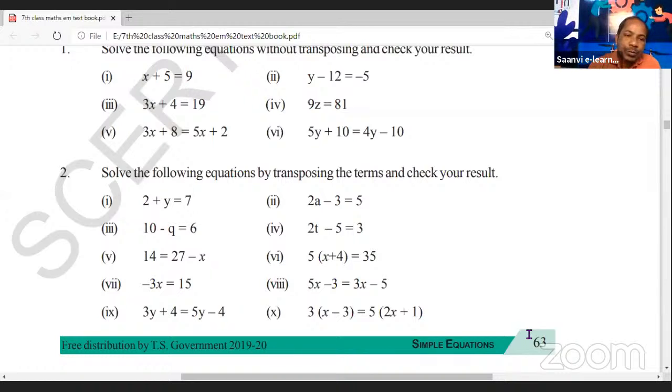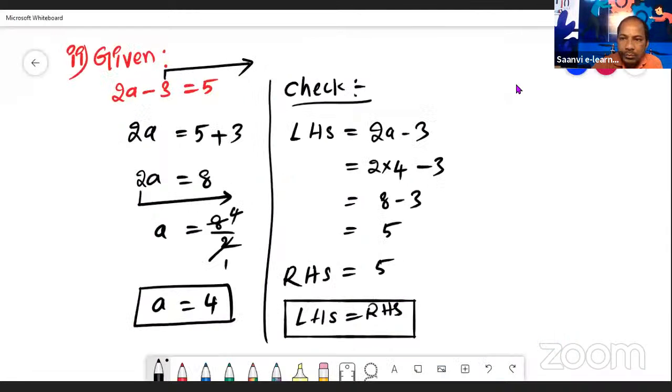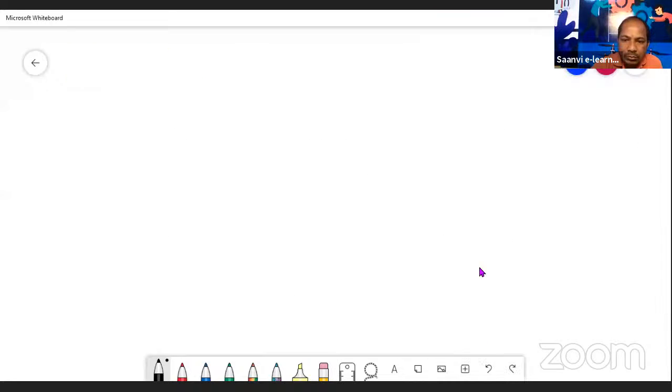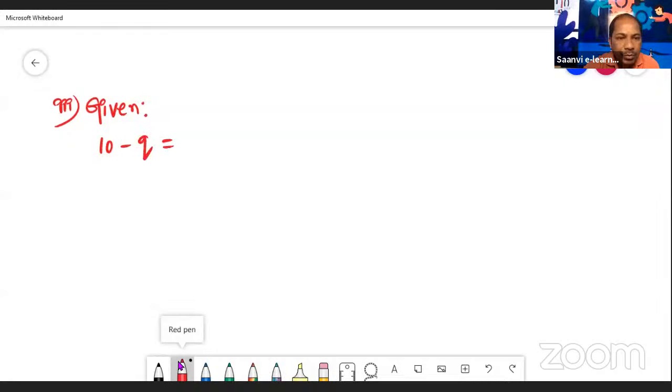Okay, see children, 10 minus q is equal to 6 is given. So let us see how to solve it. Third question. Given 10 minus q is equal to 6, children. So what is the variable? Q is the variable. Very good. It means we have to find the q value. Okay.